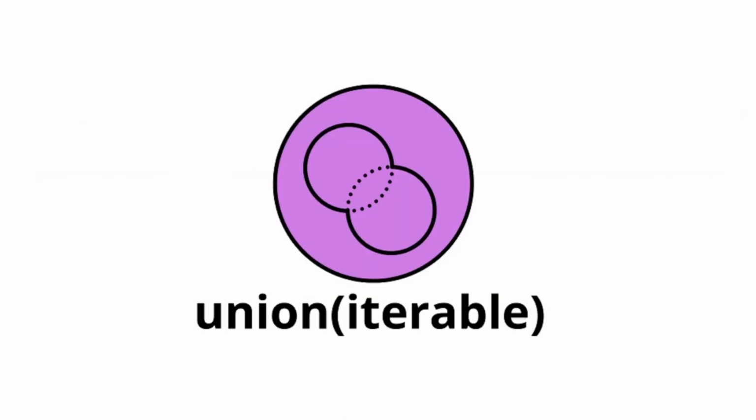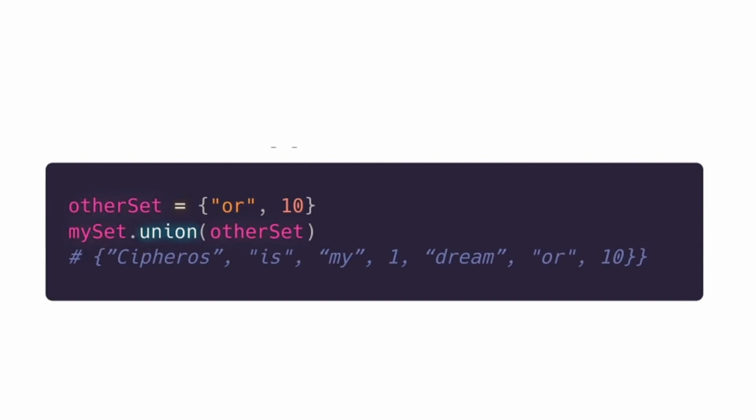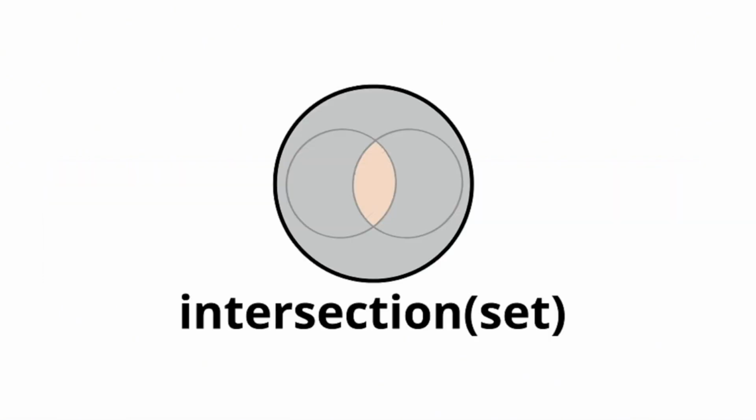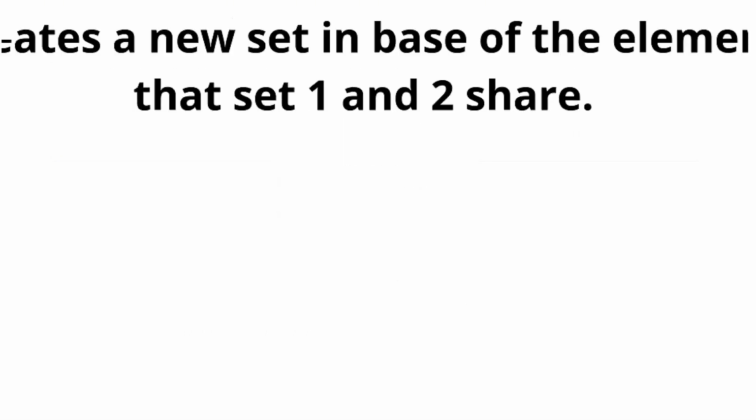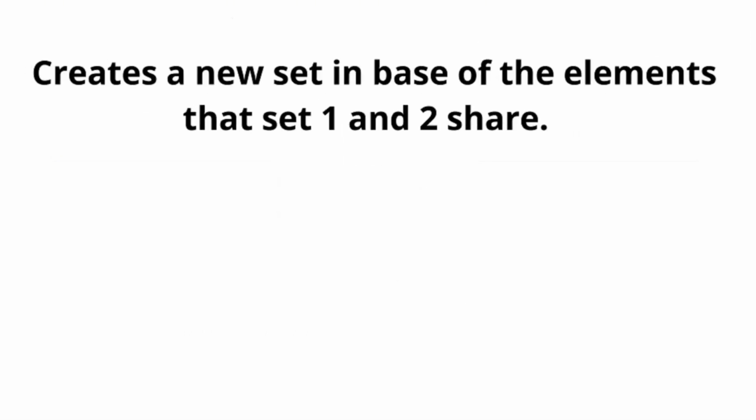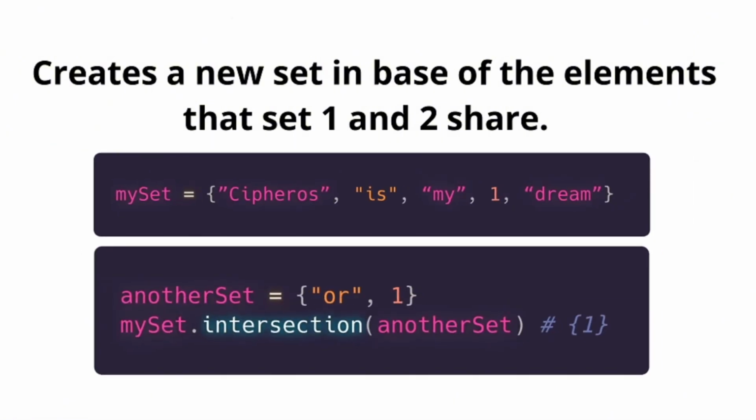Also, we have union, which takes an iterable, and what it does is unify the set taken as a parameter with the set applied. Something similar happens with intersection. This just returns a new set considering the values that set 1 and set 2 share. In this case, these two just share the number 1, and this will return 1.